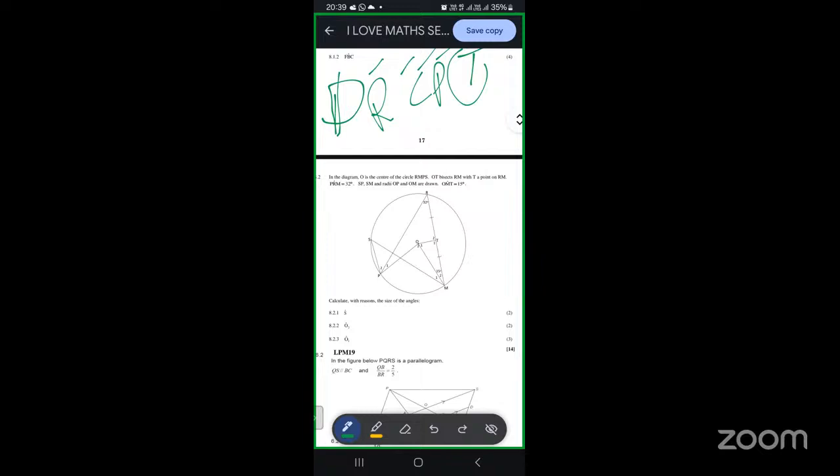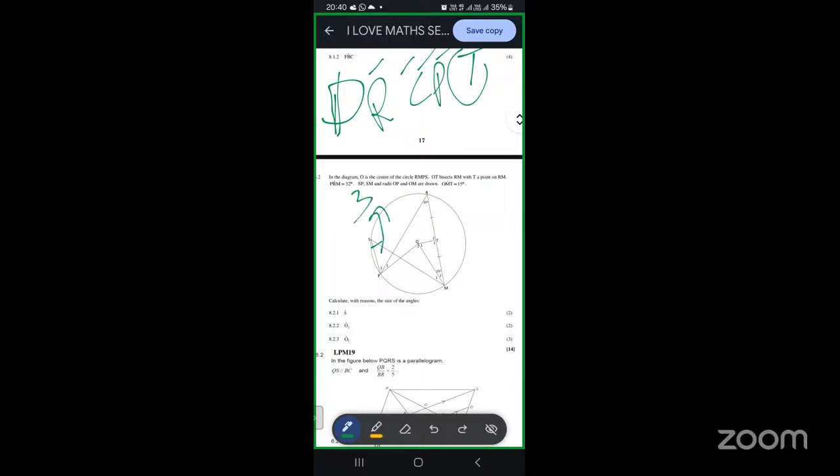Now the question is saying, calculate, giving reasons, the size of the angles. 8.2.1 is requiring us to calculate the size of angle S. Is this one right here? Is there anyone of you who can tell us the size of that angle S? That's not bad. I think we answered that when we were doing the analysis. 32, sir. 32 degrees. I agree.